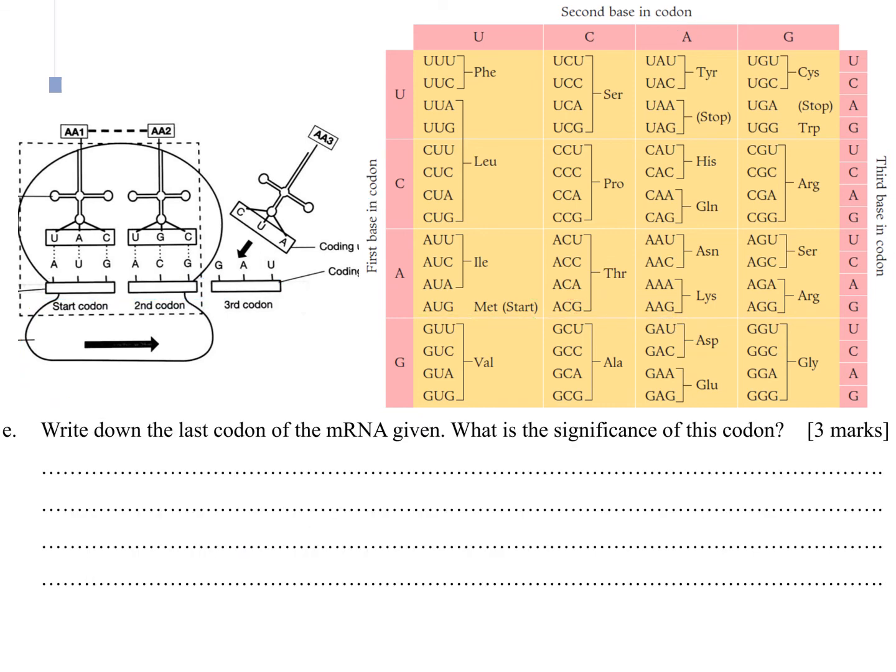For the very last question of this classwork, can you write down the last codon of mRNA given? And what is the significance of this codon? So for the very last codon in the mRNA, it should stop the protein synthesis. It should stop the amino acid joining. It should be a stop codon. So the stop codon is from the table. You can find it as here. You have 3 different stop codons. So let's write down. It can be UAA, UAG, or UGA. All of them are stop codons.